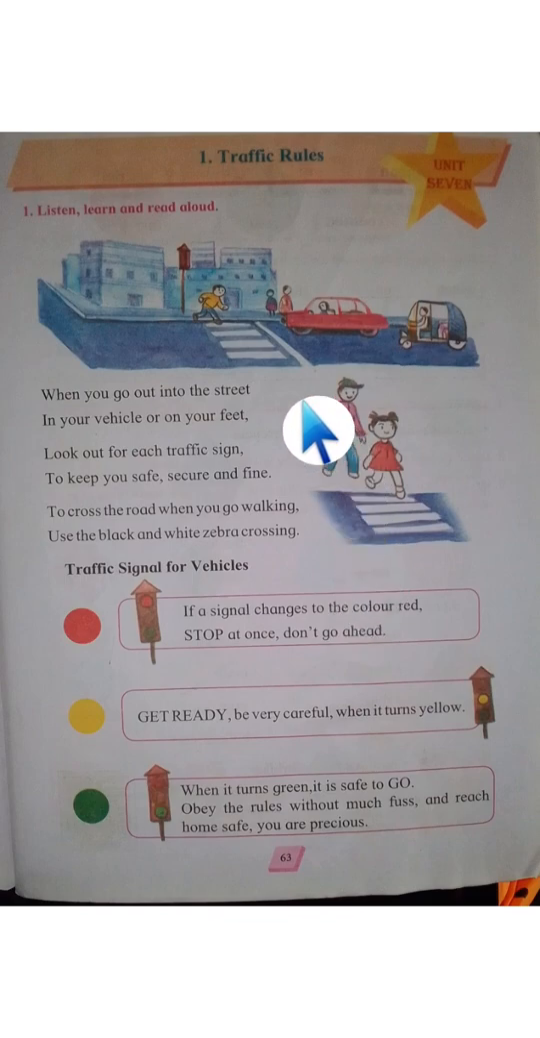So this was the poem Traffic Rules. I'm going to read it again so you will get an idea and you can repeat after me for your revision. Traffic rules. When you go out into the street in your vehicle or on your feet, look out for each traffic sign to keep you safe, secure, and fine. To cross the road when you go walking, use the black and white zebra crossing. So this was the poem.